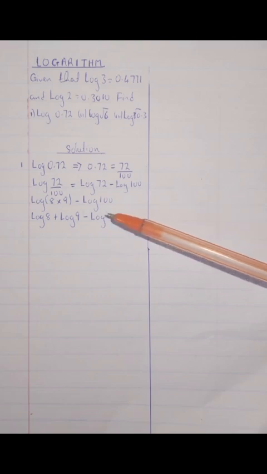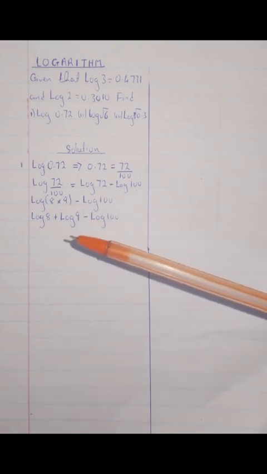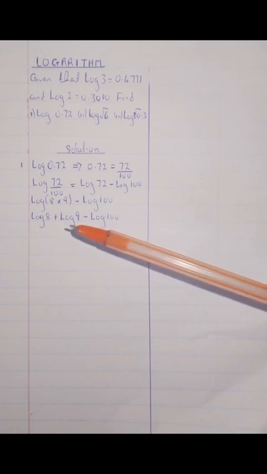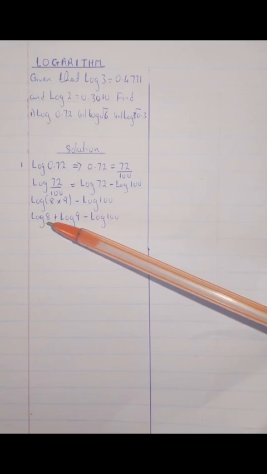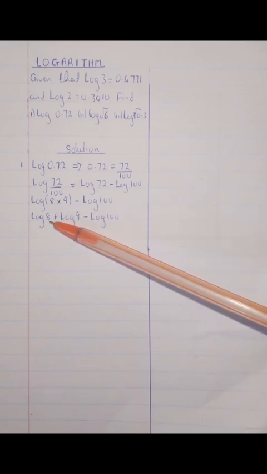Now, what is the next thing to do? That's the question we should ask ourselves. Looking at this 8, looking at this 9, looking at this 100, we can rewrite these in index form.